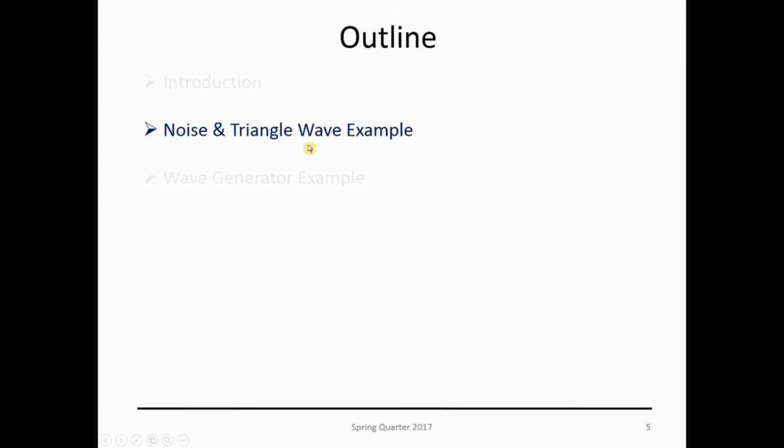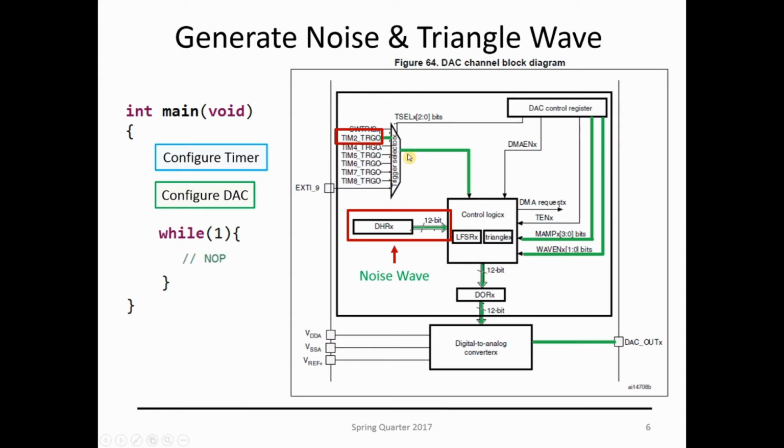So let's go over the noise and triangle wave example. In terms of code, what I'm doing is just configuring timer 2 with no interrupt routines, just with the trigger source, and then configuring the DAC, and you don't need to do anything else. Everything runs by itself. And this is the noise, and in green you have the variables that are being changed in the code.